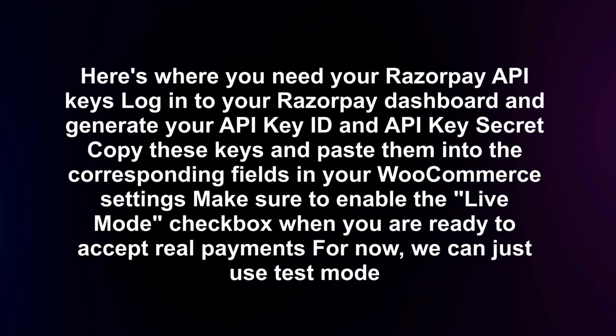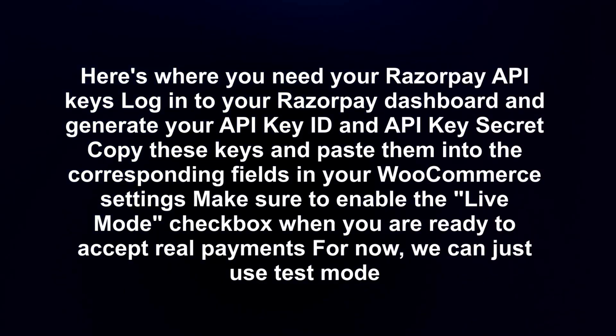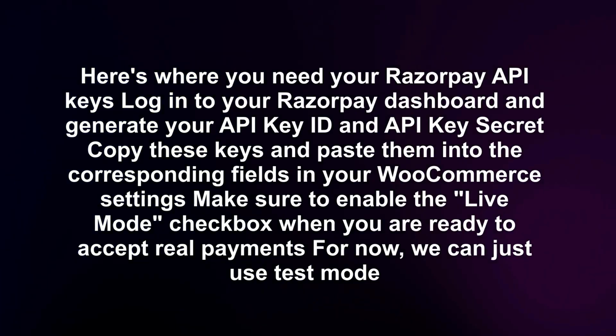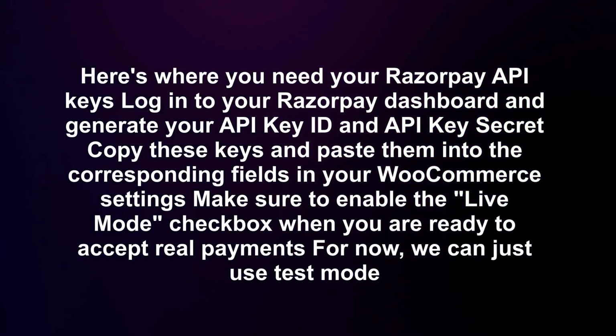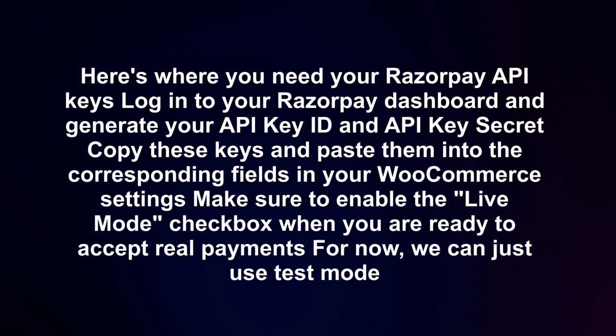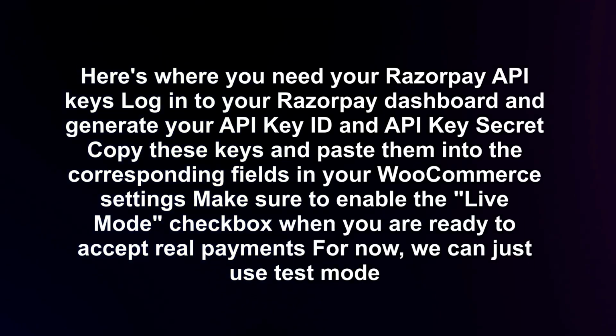Here's where you need your Razorpay API keys. Log into your Razorpay dashboard and generate your API key ID and API key secret. Copy these keys and paste them into the corresponding fields in your WooCommerce settings. Make sure to enable the Live Mode checkbox when you are ready to accept real payments. For now, we can just use test mode.